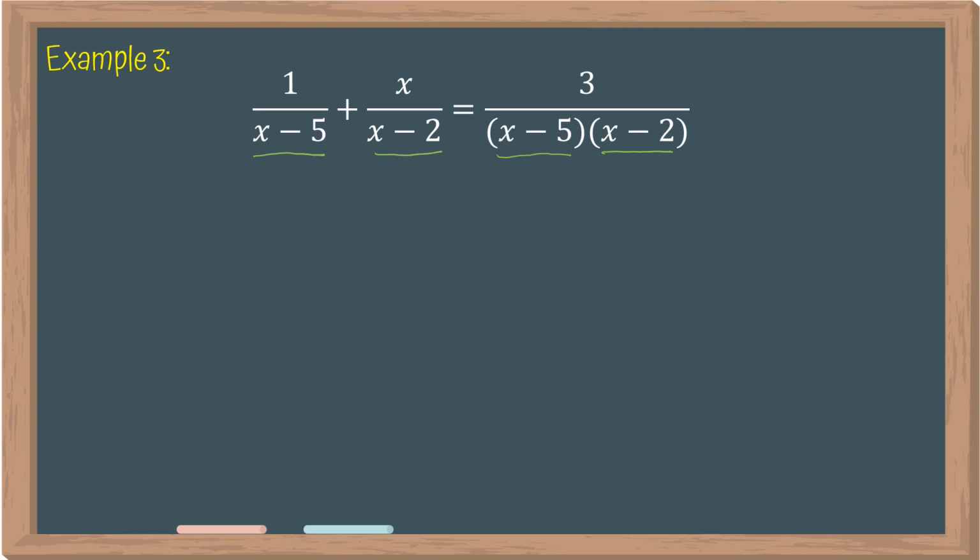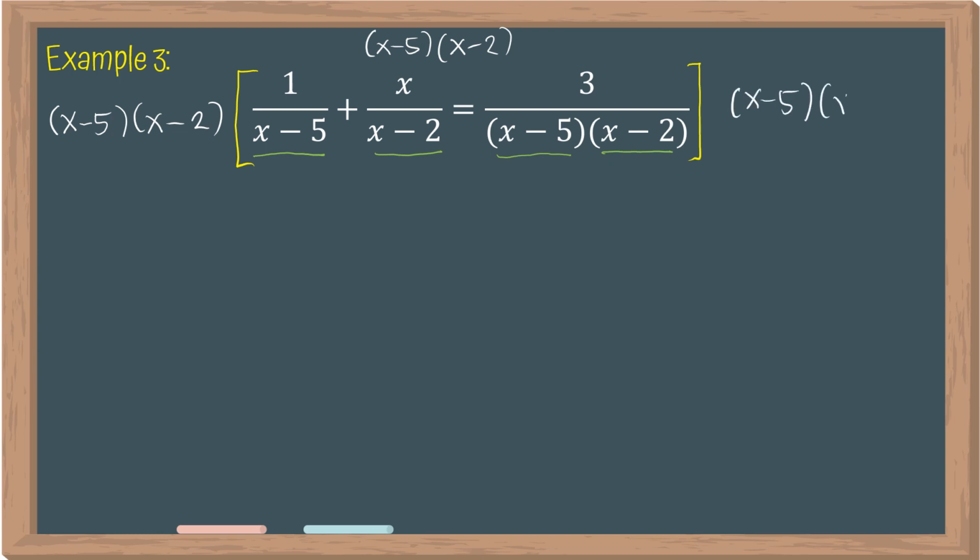So, if this is the case, we can have our LCD as the product of x minus 5 times x minus 2. So, we're going to multiply all the terms by x minus 5 and x minus 2. Just for guidance, let's also write the x minus 5 over x minus 2 in our second term, so we don't forget to multiply it by the LCD. The same with the right side, we have x minus 5 and then x minus 2.